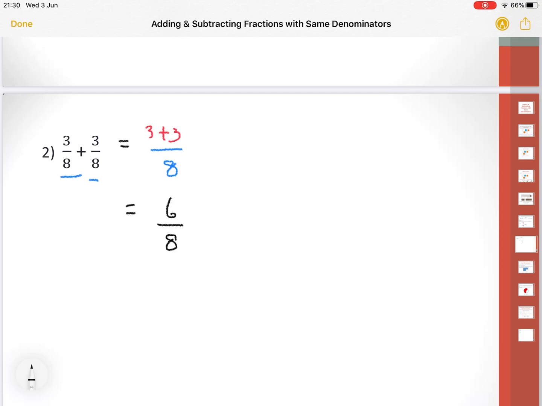Now 6 and 8 are both multiples of 2. They are both even, so I can divide top and bottom, numerator and denominator, by 2. 6 divided by 2 is 3. 8 divided by 2 is 4. All right, 3/4 cannot be simplified any further, so that is the final answer. So 3/8 plus 3/8 is equal to 6/8, but 6/8 can be simplified, all right? Top and bottom can be divided by 2, which is equal to 3/4.